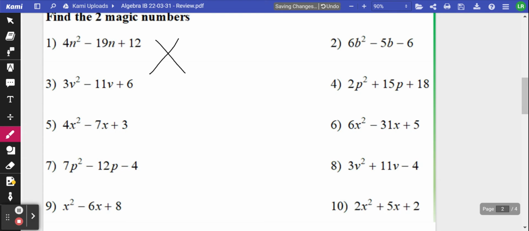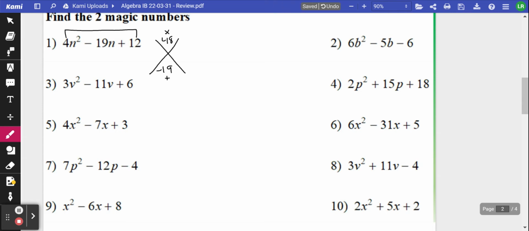Remember, on the top, you take the first and the last one, A and C, and you multiply them together. So 4 times 12 is 48, and on the bottom it adds up to be negative 19. And then we got to find two numbers that multiply to be 48 and add to be negative 19.